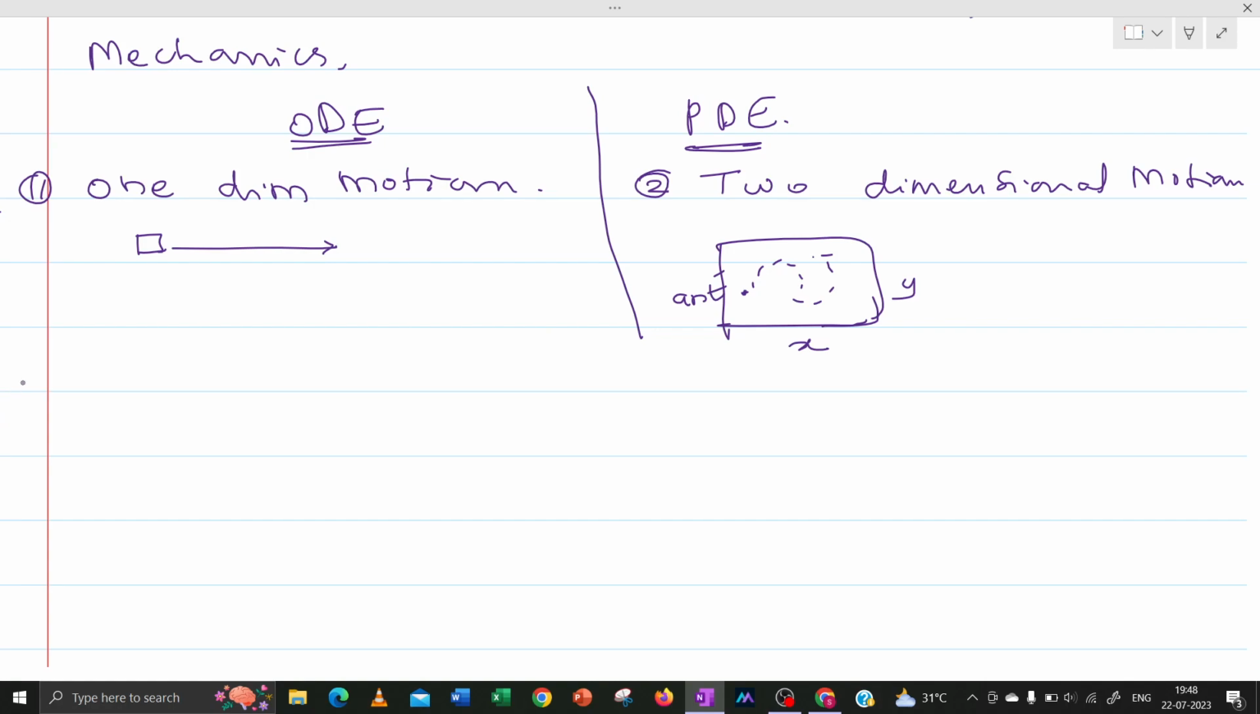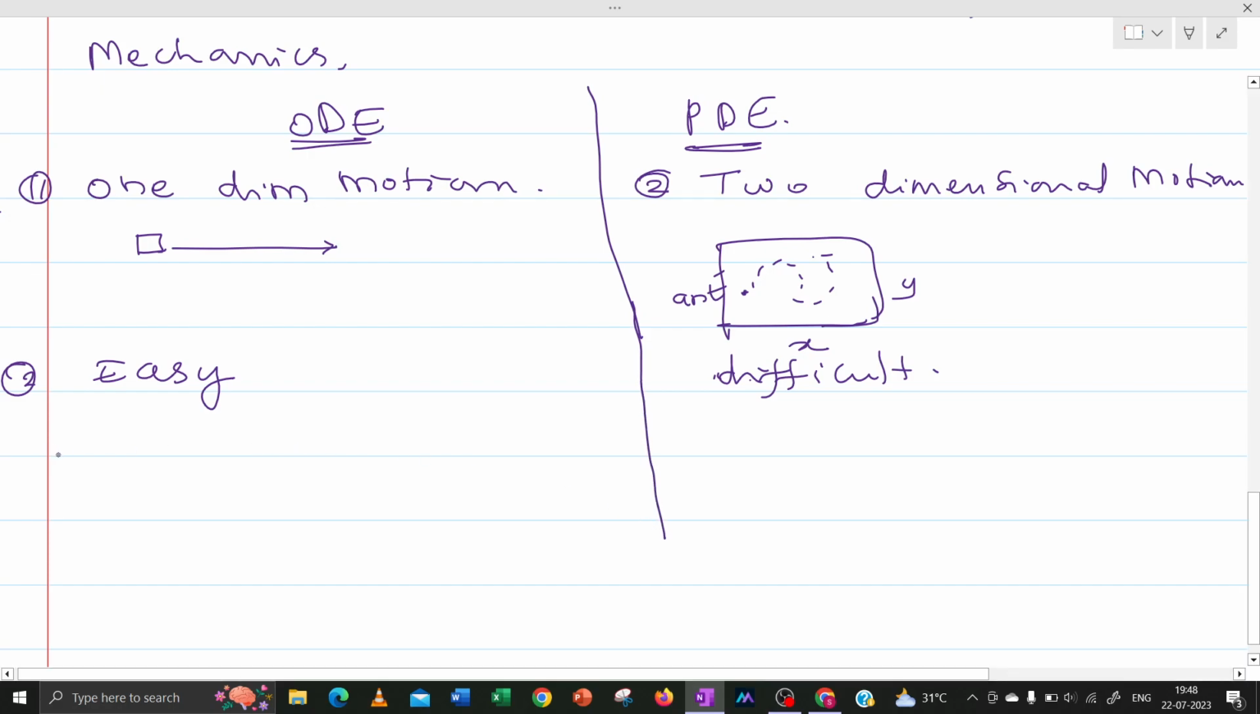But compared with the ordinary differential equation, the partial differential equation is somewhat difficult to solve. Even modeling the problem is somewhat difficult, but in real-time applications most of the time we have to form the partial differential equation.